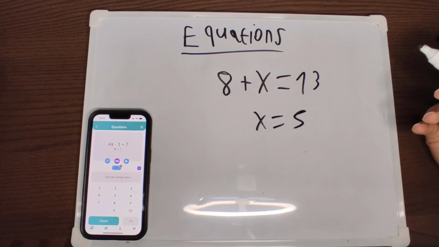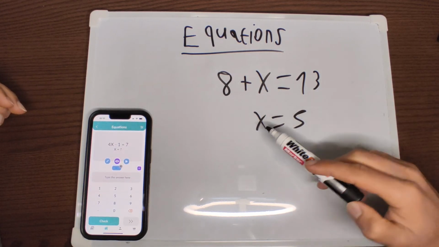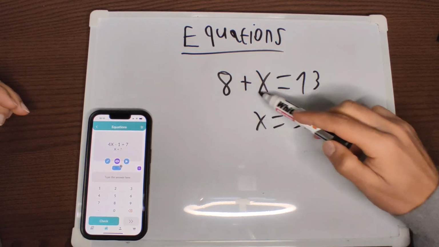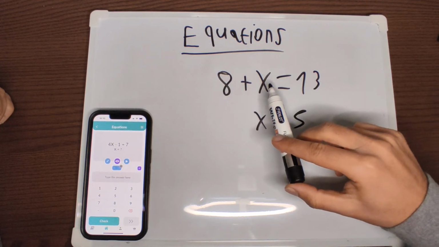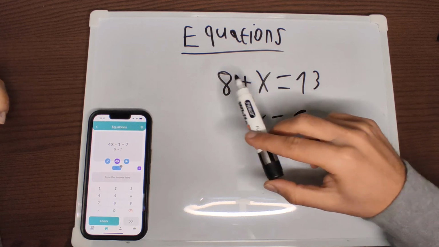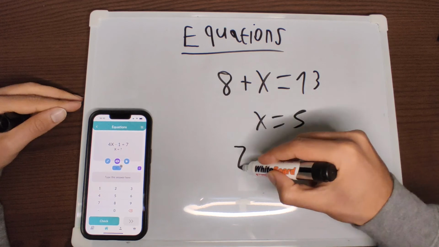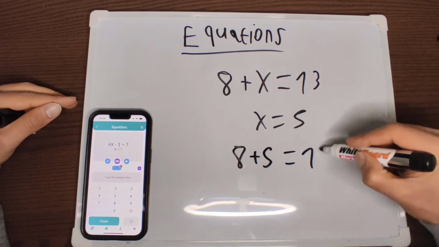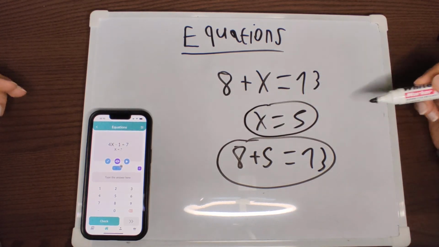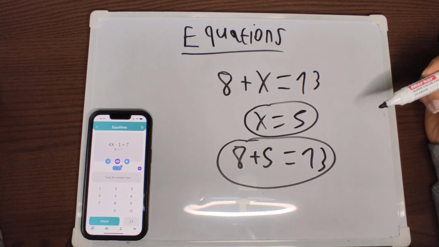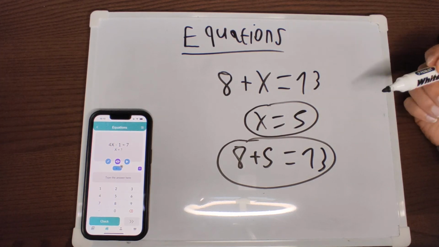How can we know if this solution is correct? We can check. Let's put 5 instead of this x. Okay, 8 plus x, but x is 5, so is 8 plus 5 equal to 13? Yes, 8 plus 5 is 13. So we know that the solution we just figured out is correct. So this is how we solve basic equations.